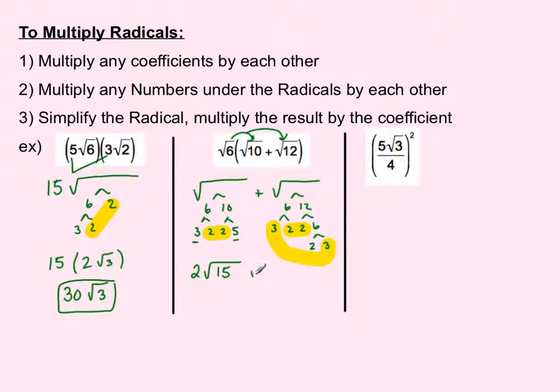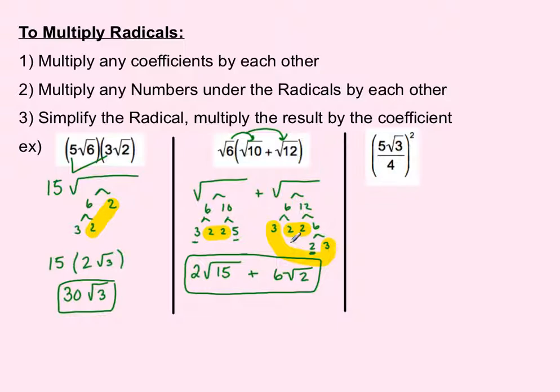Bring down that plus. This is 2 times 3, or 6 square root of. This number was alone at the end, so 6 square root of 2. These are not like radicals. I cannot put them together. So my final answer is 2 square root of 15 plus 6 square root of 2.